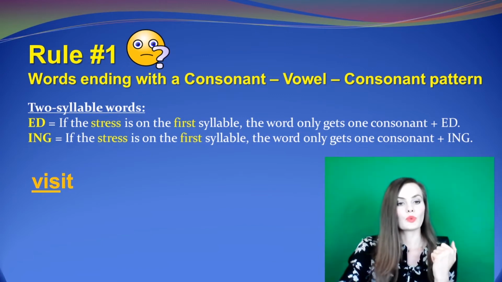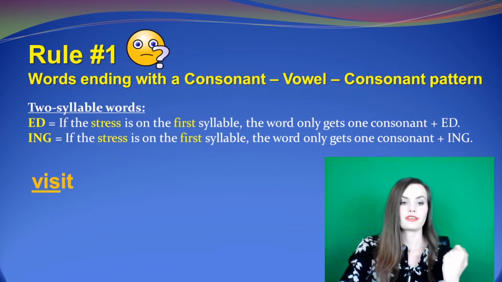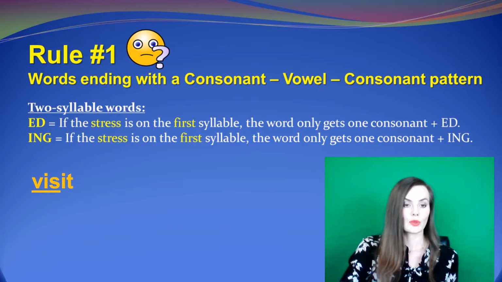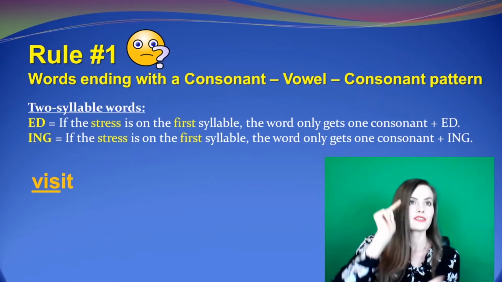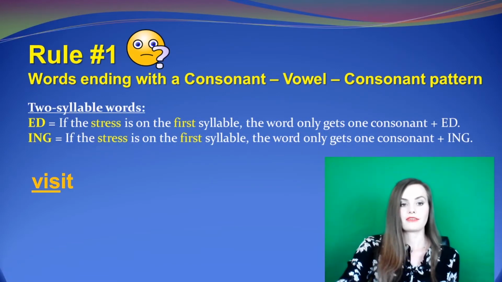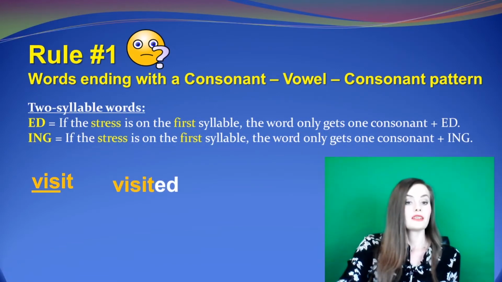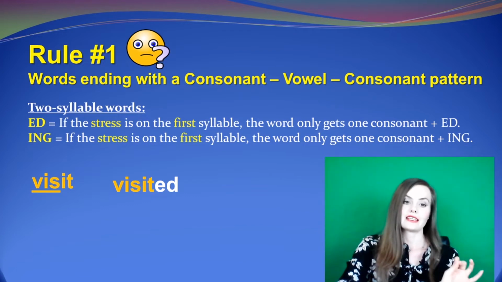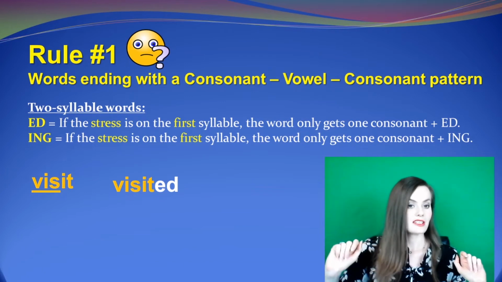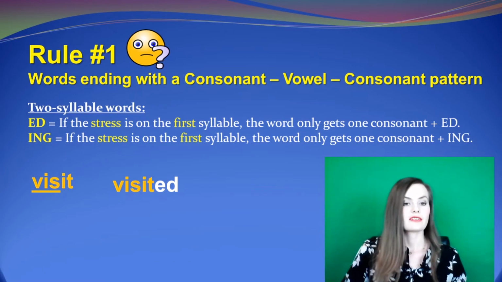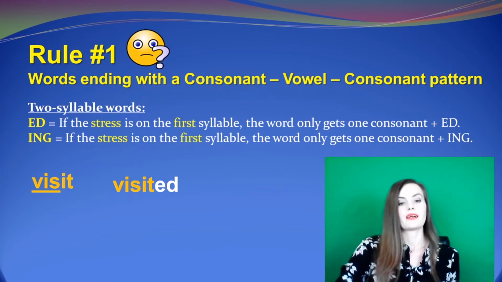So, for example, let's look. What do I mean by the stress on the first syllable? We have the word visit. So, let's look at the stress. We have visit. It's not visit. It's visit. So, if the stress is on the first syllable, we just simply add ending ed. We don't need to change anything. And we get visited. Visit, visited.